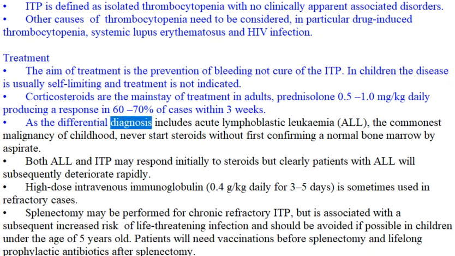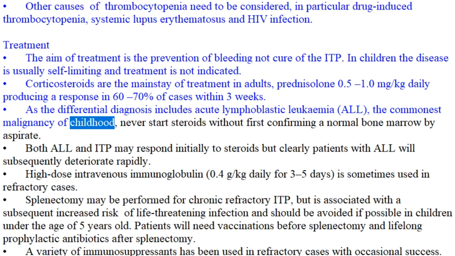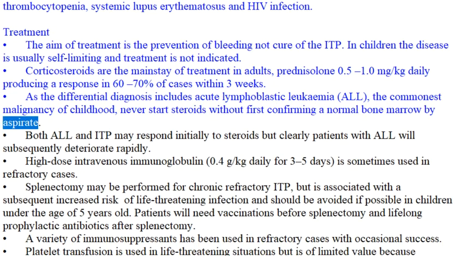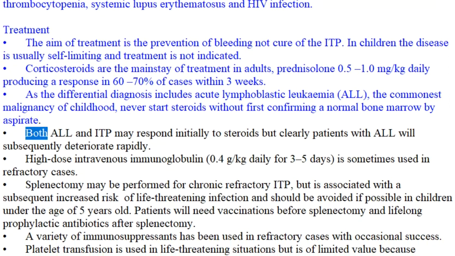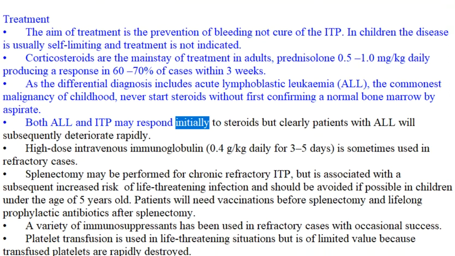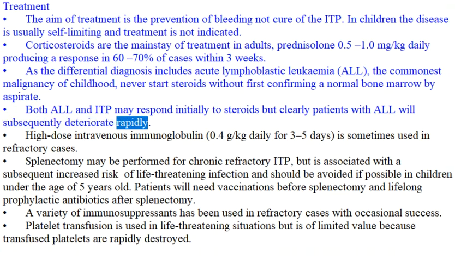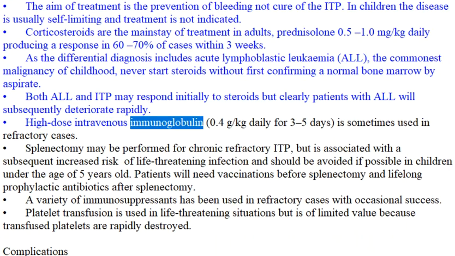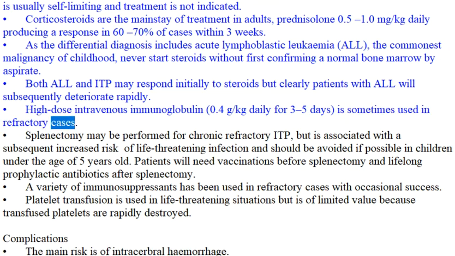As the differential diagnosis includes acute lymphoblastic leukemia, ALL, the commonest malignancy of childhood, never start steroids without first confirming a normal bone marrow by aspirate. Both ALL and ITP may respond initially to steroids, but clearly patients with ALL will subsequently deteriorate rapidly. High-dose intravenous immunoglobulin, 0.4 g/kg daily for 3-5 days, is sometimes used in refractory cases.